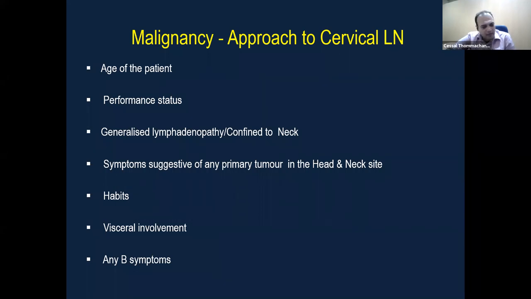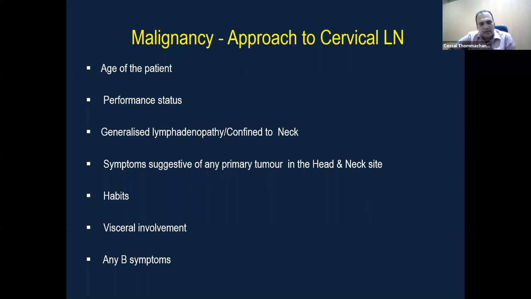Suppose you have a pediatric age group, a boy or a girl less than 10 years, you think more of an acute lymphatic leukemia. If you have an adolescent male, say between 10 and 20 years, with cervical lymphadenopathy, you have to think about, one, Hodgkin's disease. Two, the patient can have carcinoma nasopharynx. And third, a high-grade non-Hodgkin's lymphoma, like lymphoblastic lymphoma. This is how you need to know the age of the patient.